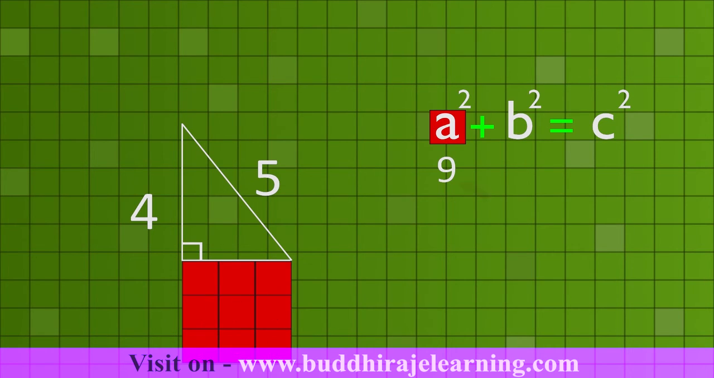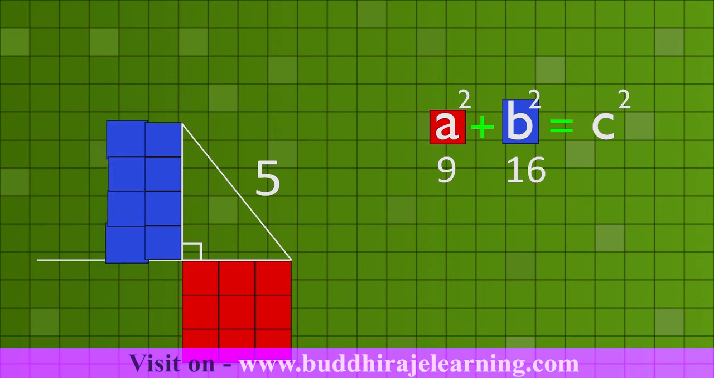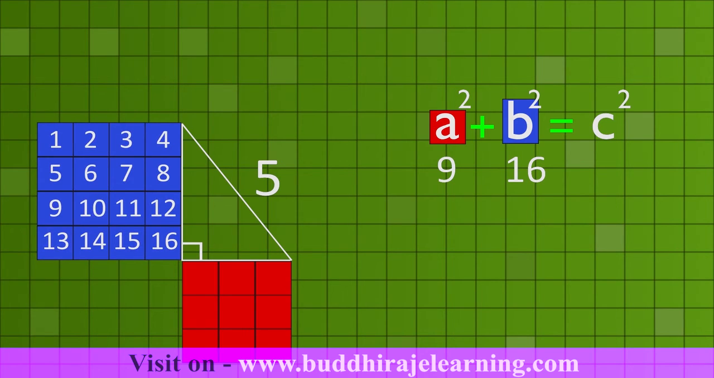Now let us denote the side of length 4 units by B. Square of 4, that is 4 into 4, gives 16. Here squaring the figure, we get a square with side 4 units. In this square there are 16 small unit squares. Therefore, the blue square indicates B square in the Pythagoras theorem.